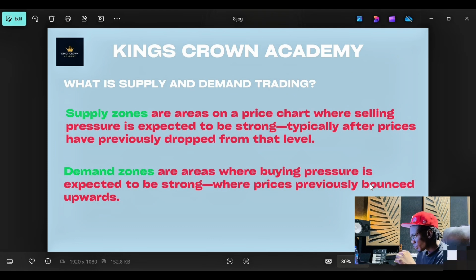Okay, so I told you we're going to be merging this with supply and demand. So what is supply and demand in trading? Supply areas are areas on the price chart where selling pressure is expected to be strong, typically after prices have previously dropped from that level. That is supply. And demand areas are where buying pressure is expected to be strong, where price previously bounced upwards. The same terms can be used for what they call support and resistance. Supply and demand in this context in trading can be interchanged with support and resistance, which I'm going to show you.